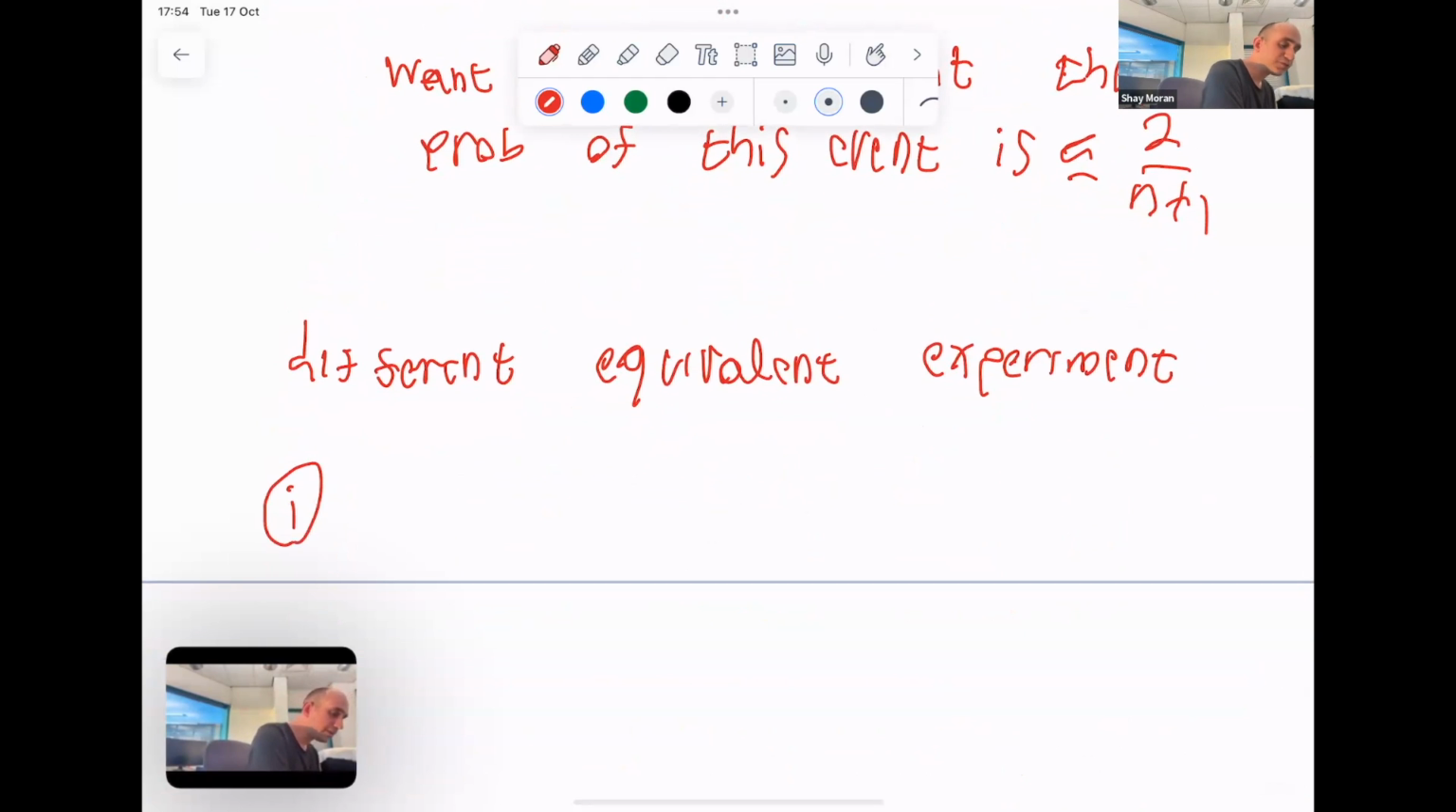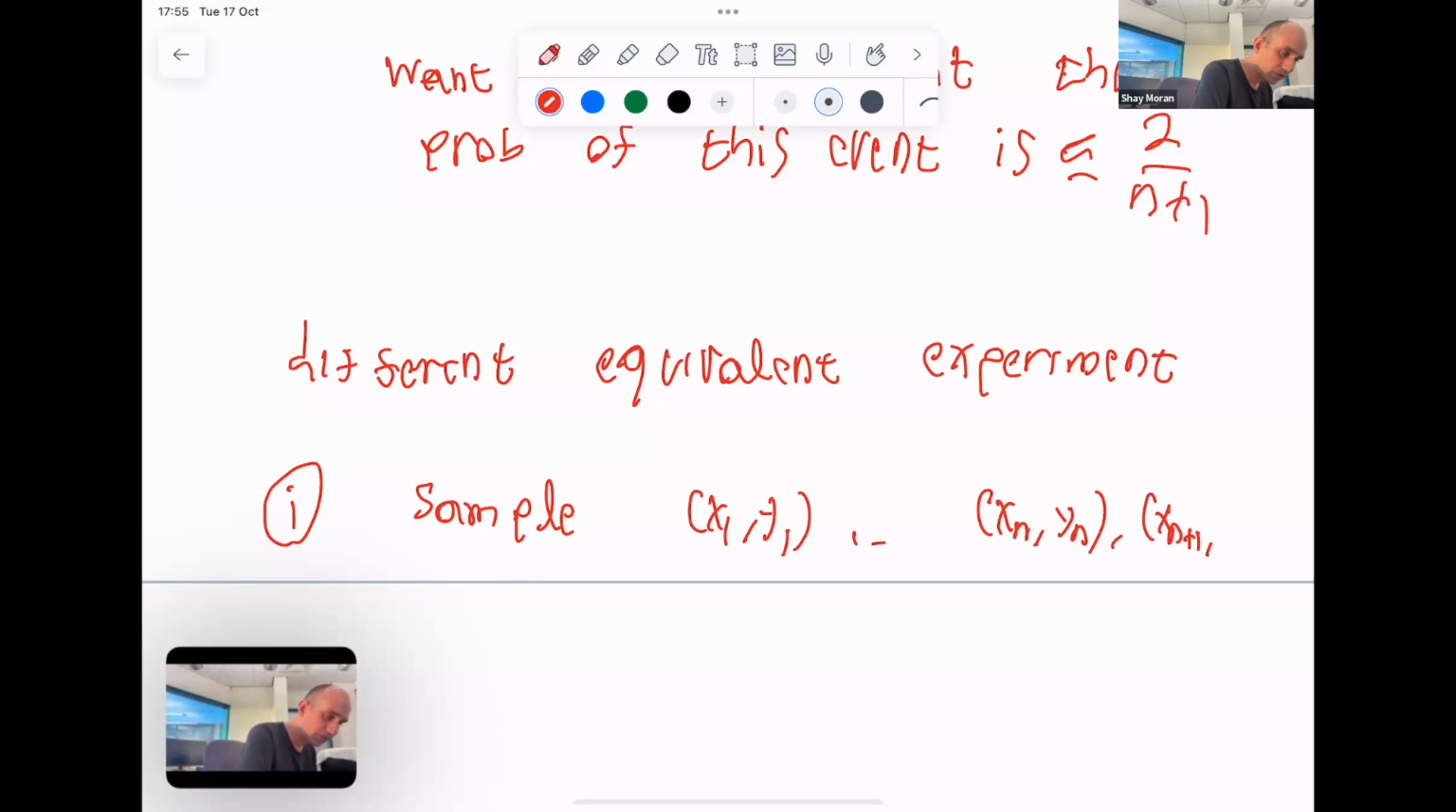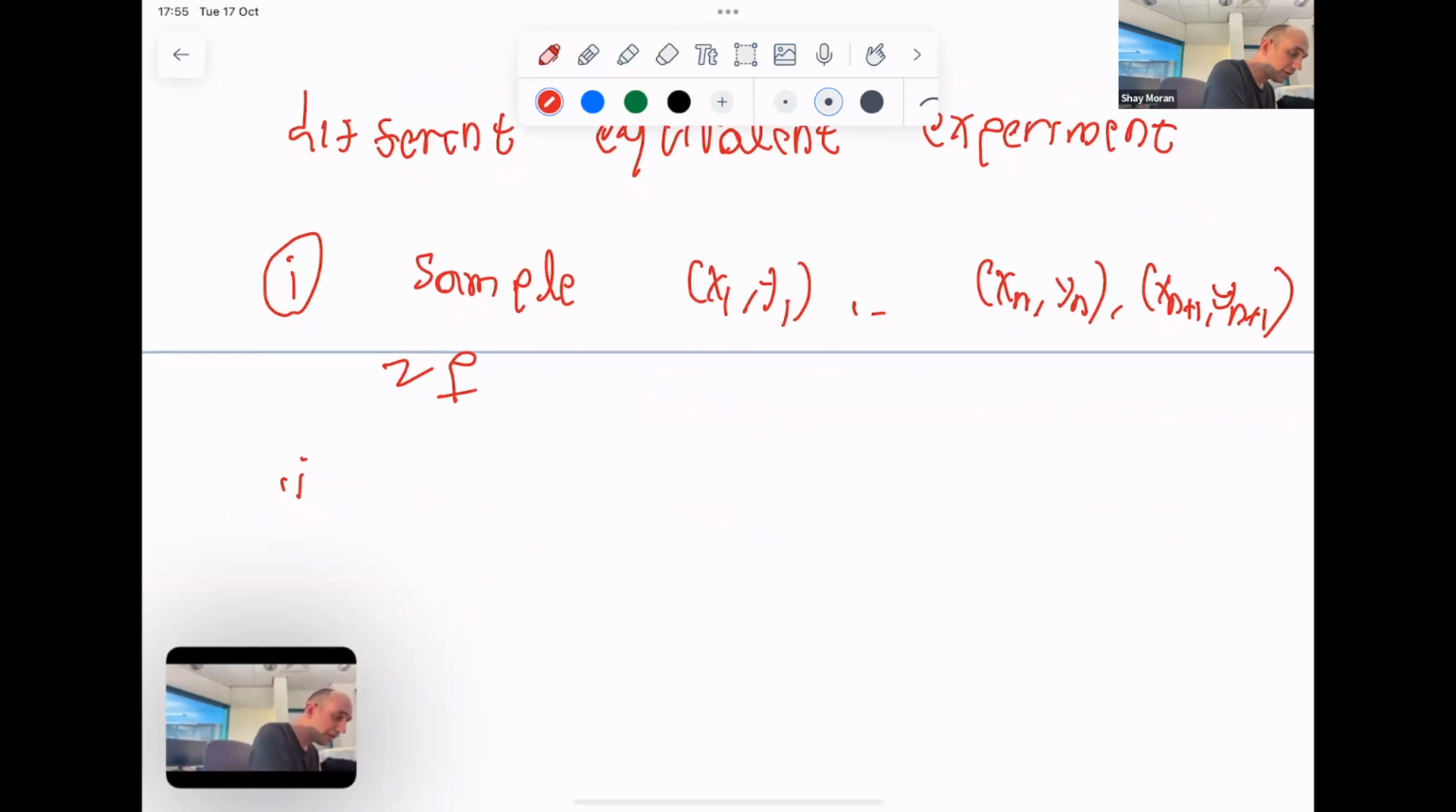So first, instead of sampling n points, we are going to sample n plus 1 points. Sample n plus 1 points, x1, y1, up to xn, yn, and then another one, xn plus 1, yn plus 1 from P. Then, after we sample these n plus 1 points, we're just going to pick a random example from these n plus 1 points as the test example.